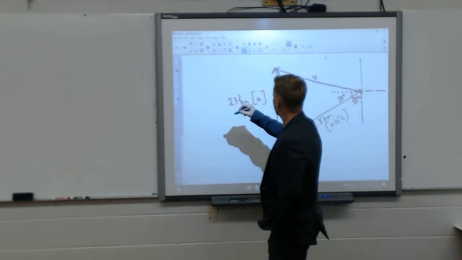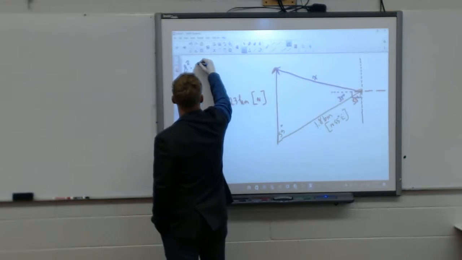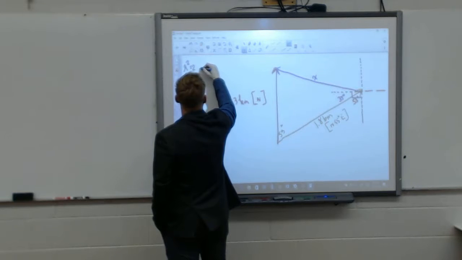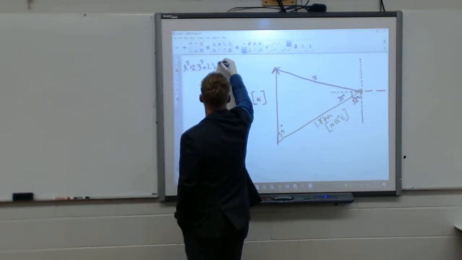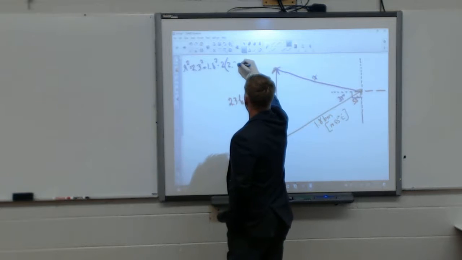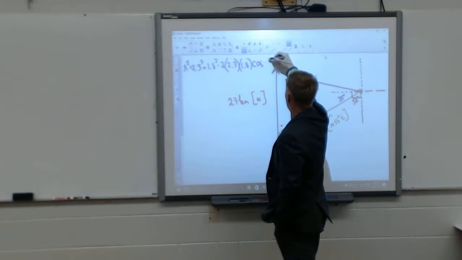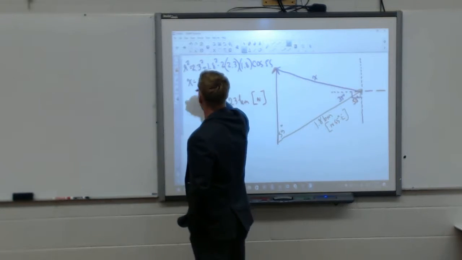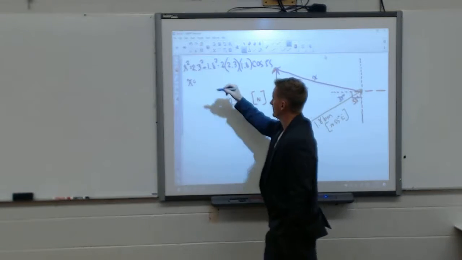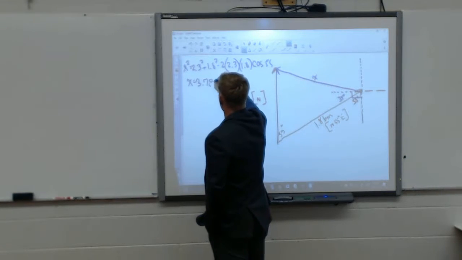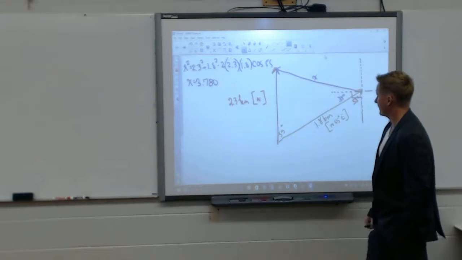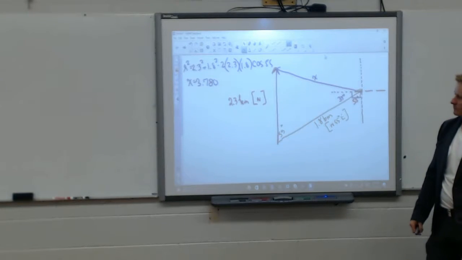So let's use our law of cosines then. x squared is equal to 2.3 squared plus 1.8 squared minus 2 times 2.3 times 1.8 times the cos of 55. Okay, and then take the square root of it, and what does x equal? 3.780. See, I got 1.9. That's what Courtney got yesterday. Try it again. Make sure your calculator's in degrees.